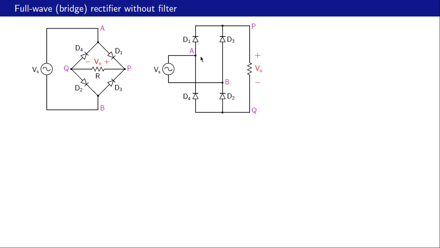D1 is between A and P, D2 between Q and B, D3 between B and P, and the same here between B and P, and D4 is between Q and A, and the same thing here between Q and A. So these two circuits are identical, and let us now use this circuit for our further analysis.